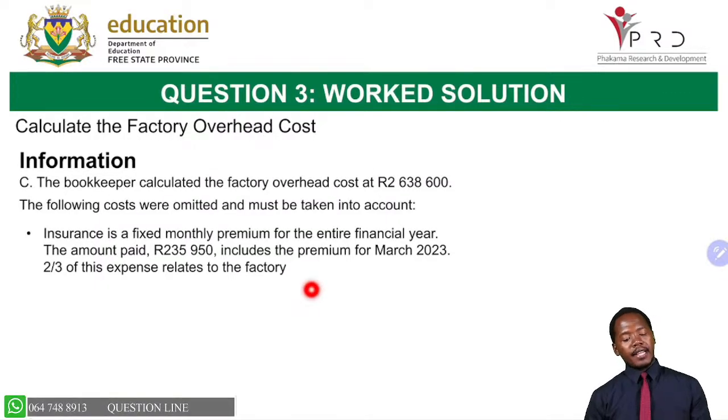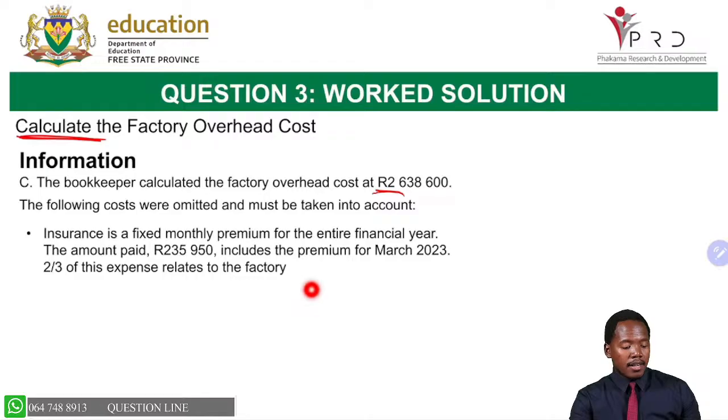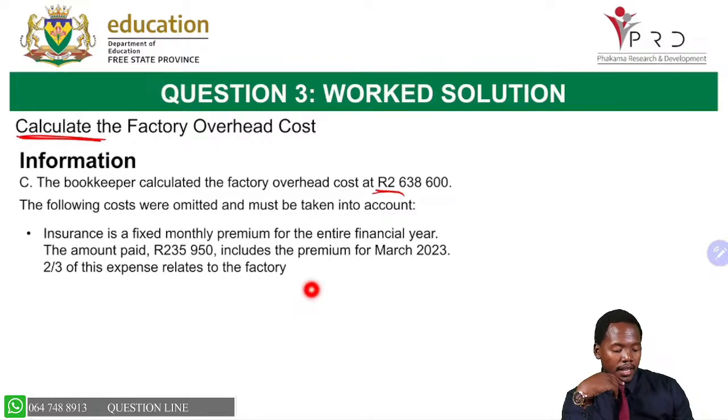Let us now break this into pieces so that we can work it out. Calculate the factory overhead cost. Let's look at the first part of our information. The bookkeeper calculated the factory overhead cost to be 2,638,600. The following costs were omitted and must be taken into account. Insurance is a fixed monthly premium for the entire financial year. The amount paid is 235,950, includes the premium for March.